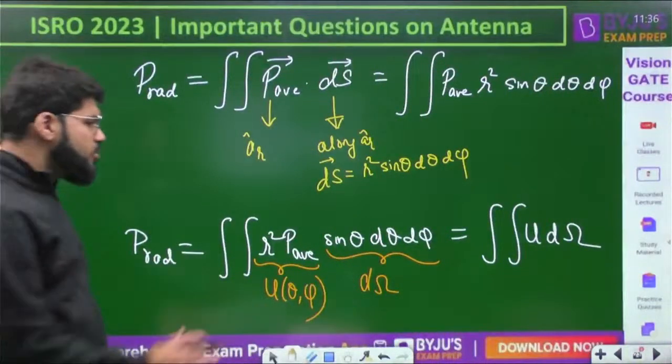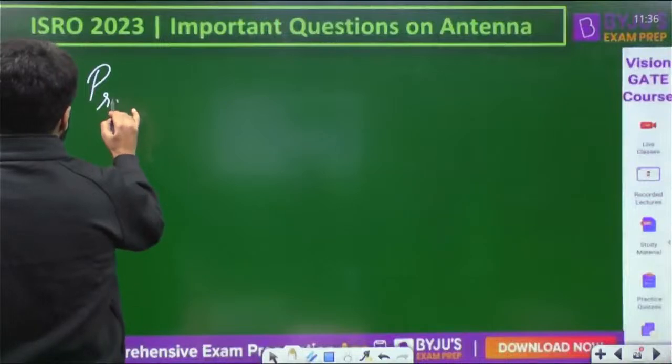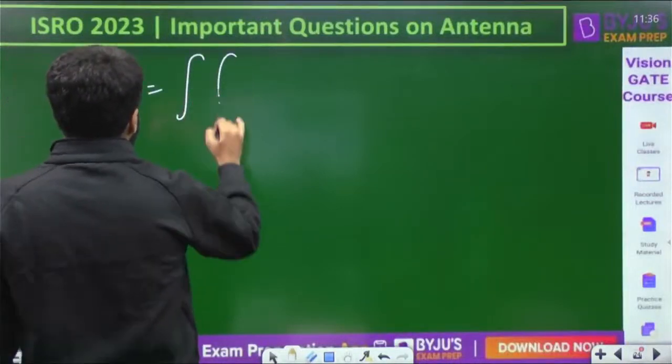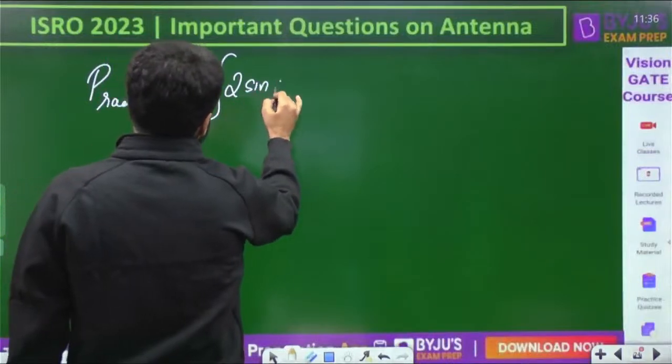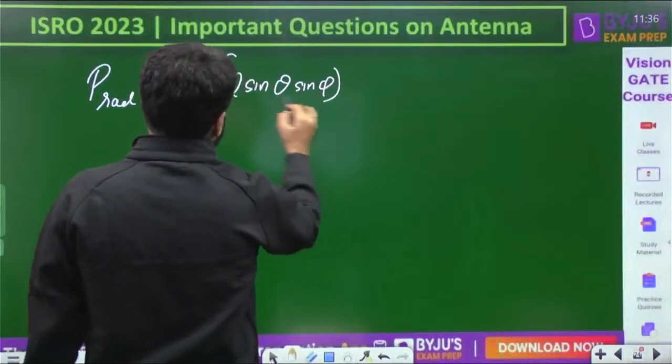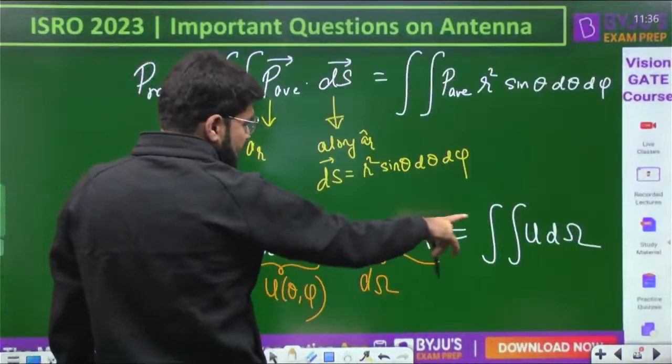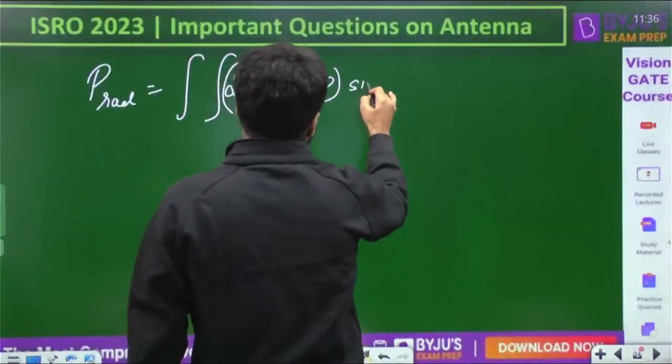Now, the main thing is U has been given to you. So what is the value of U? 2 sine theta sine phi. That is the U. And then d omega means sine theta d theta d phi.